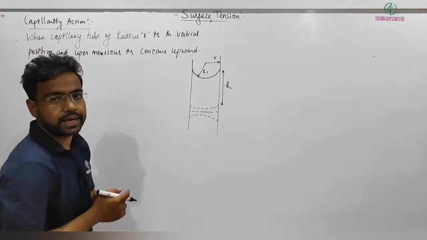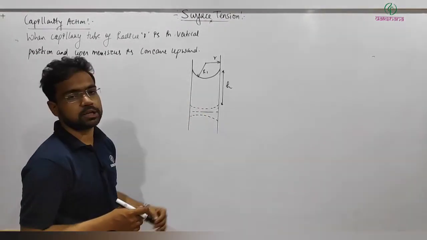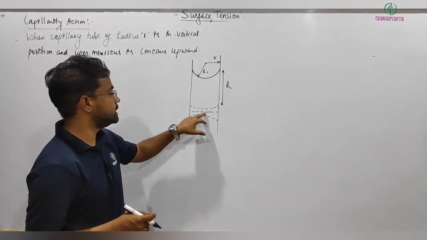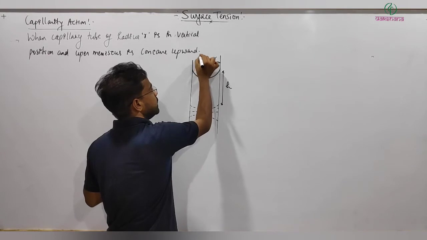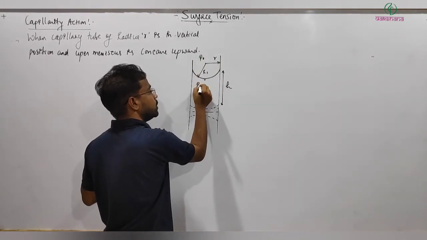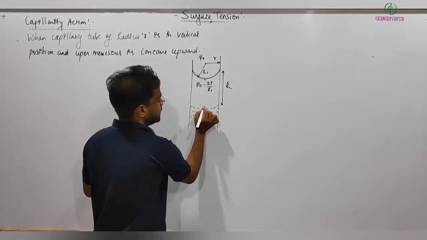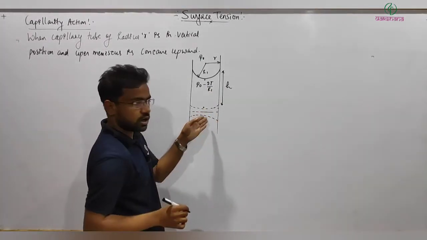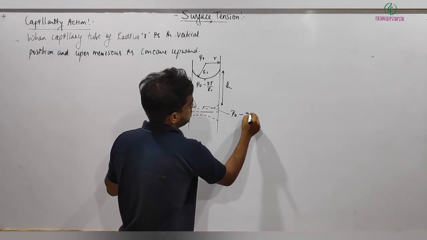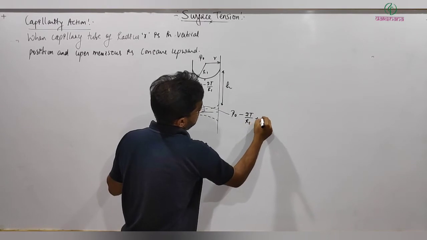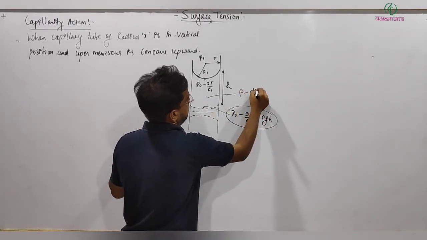So let me comment on which condition the orientation or shape will be this or that. Here the pressure outside will be P naught. Here the pressure will be equal to what? P naught minus 2T divided by R1. Then the pressure at this point, just above the lower meniscus, will be P naught minus 2T divided by R1 plus rho g h, if rho is the density of the liquid.